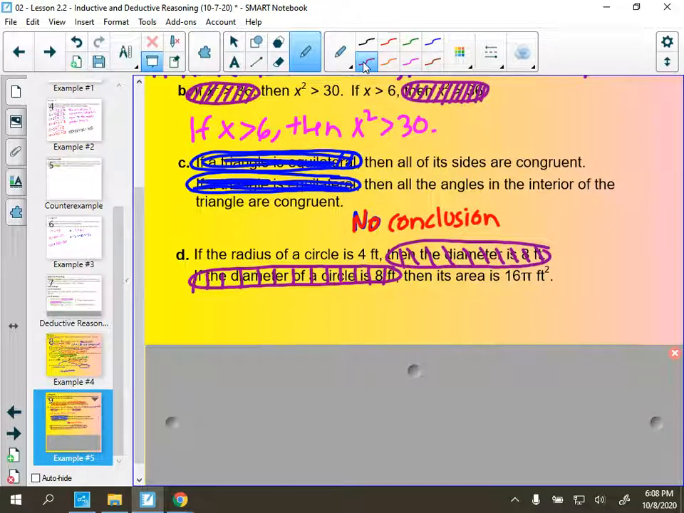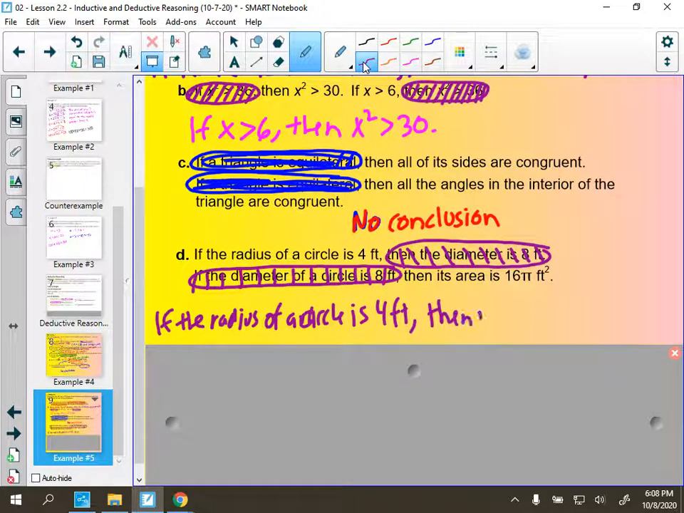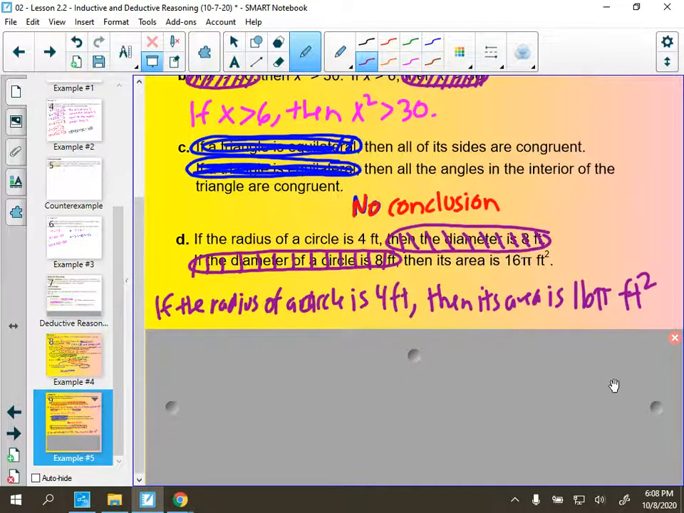I think it does. If the radius of a circle, take the time, do it right. If the radius of a circle is 4 feet, then its area is 16 pi square feet. Okay. And I'm not saying we have to know that. Is that true? We're assuming it's true. We're hoping it's true, but we'll get into all this stuff in future lessons. But it's more just the mechanics of how do I apply a law of syllogism, a law of logic.